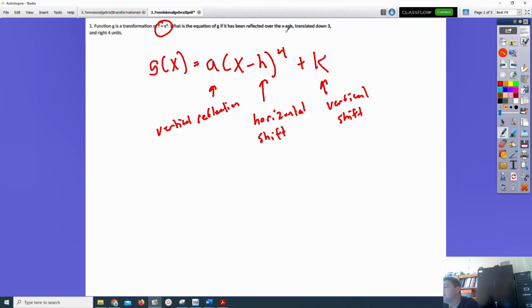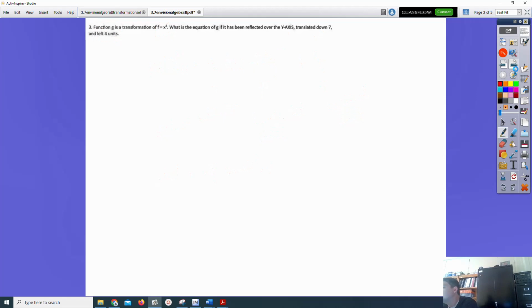All right, so I've been reflected over the x-axis. That's going to make that a -1. It hasn't talked about stretch factor or anything, so negative x minus, I am right 4, so minus 4, this is always opposite sign, to the fourth power, and down 3, minus 3. That's how hard that problem is. It's not too hard. All right, moving forward.